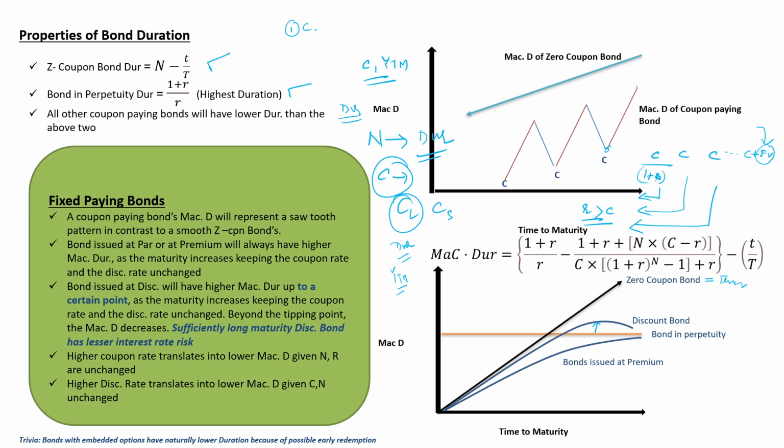All other things remaining constant, if the coupon is high, the duration is low. All other things remaining constant, the rate to discount or the yield to maturity being high would mean the duration is low. Sorry, the duration is high.